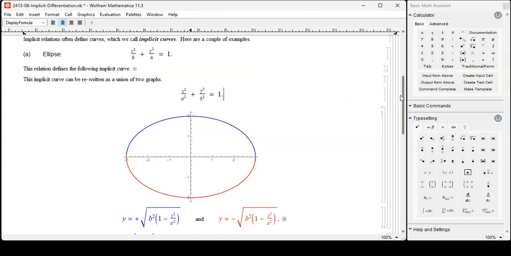X squared over a squared plus y squared over b squared is equal to 1. Compare that. You can clearly see that this is a special case. A is 3 and b is 2. And look at the picture. Not coincidentally, horizontally, we go from -3 to +3. Vertically, we go from -2 to +2. So major radius in horizontal direction, x direction, is 3. Minor radius in vertical direction, y direction, is 2. And that's why we have 3 squared and 2 squared like those.